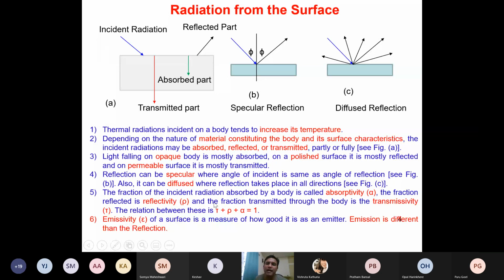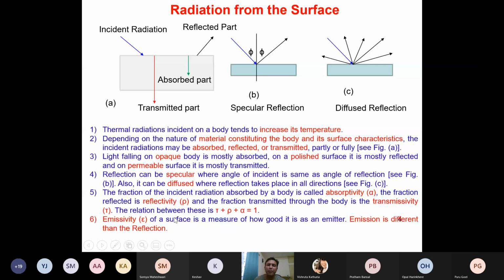The fraction of incident radiation absorbed by a body is called absorptivity. So how much radiation is being absorbed is given by the absorptivity. The fraction which is reflected is given as reflectivity, and similarly the fraction which is transmitted is given as transmissivity. So the summation of all three factors is equal to 1.